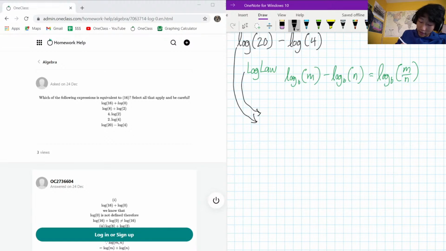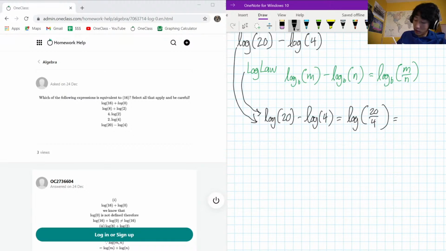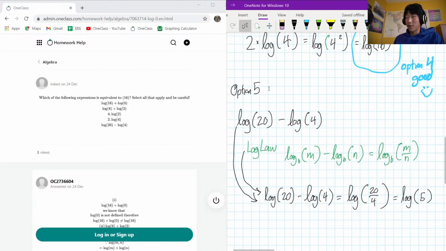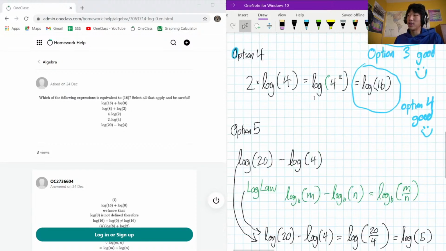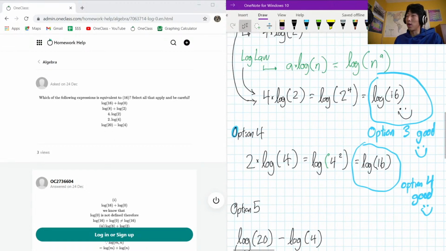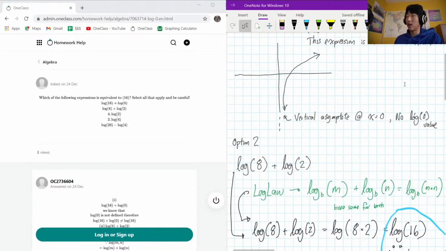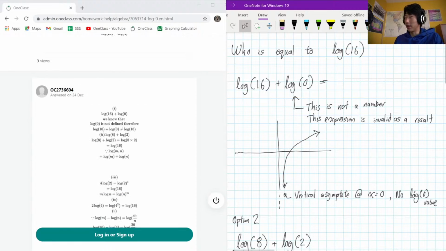So let's put these 2 together. Given that we have log of 20 minus log of 4, we get log of, well, 20 divided by 4. Now what's 20 divided by 4? 5. And I am absolutely certain of that. And, well, 5 is not the same as 16, so, hate to say it, but option 5 is not going to work out. So let's think back to who did work out. We had option 4 that worked out, option 3 that worked out, option 2 worked out, and option 1 and 5, well, tough luck, they didn't work out.